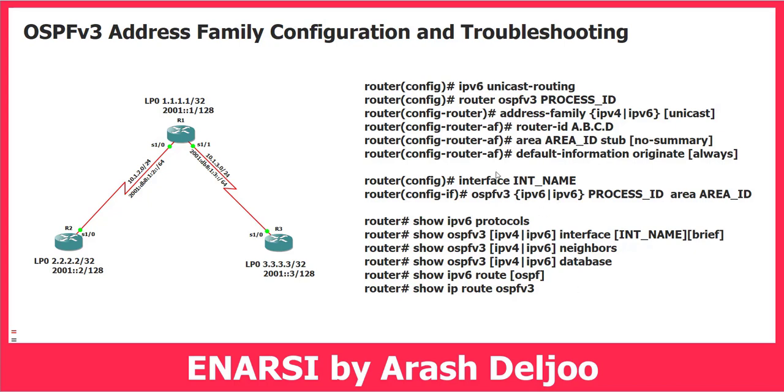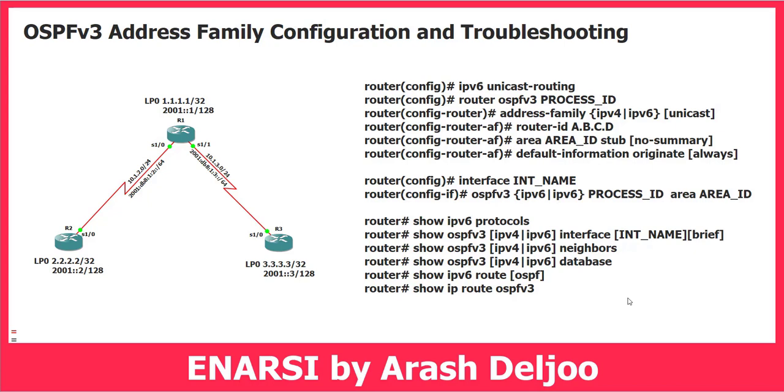Also, assume that you want to configure one area as a stub, including IPv4 or IPv6 address family. You can use area ID stub. If you want to configure one ABR as a totally stubby ABR, you can configure area ID stub no-summary. If you want to advertise a default route, you can use default-information originate under the address family IPv4 or under the address family IPv6. Everything is the same as OSPF version 2.